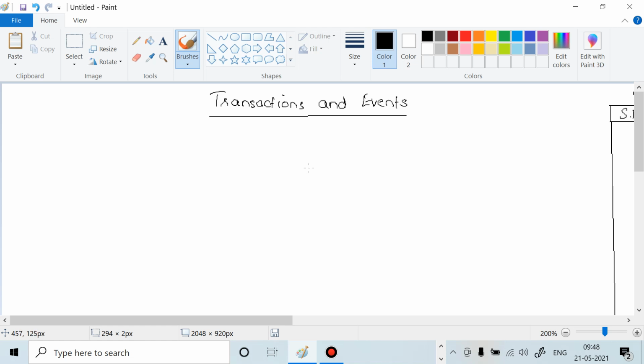These two terms, transactions and events, are considered quite basic, but several of us don't have clarity on what they actually mean. In my first session, I discussed with you the term accounting. I told you that accounting is a process. It involves several steps. And the first step of accounting was identification of transactions and events.